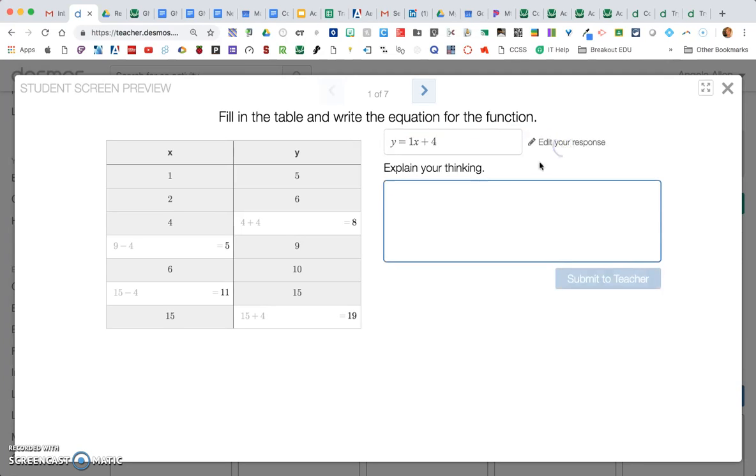And you're going to do the same thing on each of the tables. But in the thinking field that comes up, you're going to explain your thinking. So you can say the rate of change is 1, y is increasing by 1 y value for every increase in 1 x value.